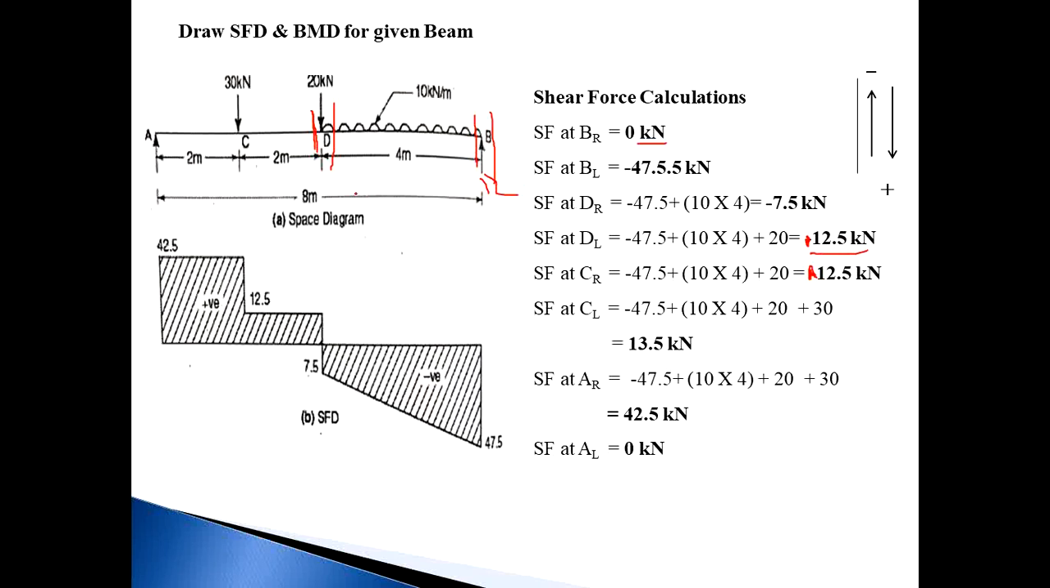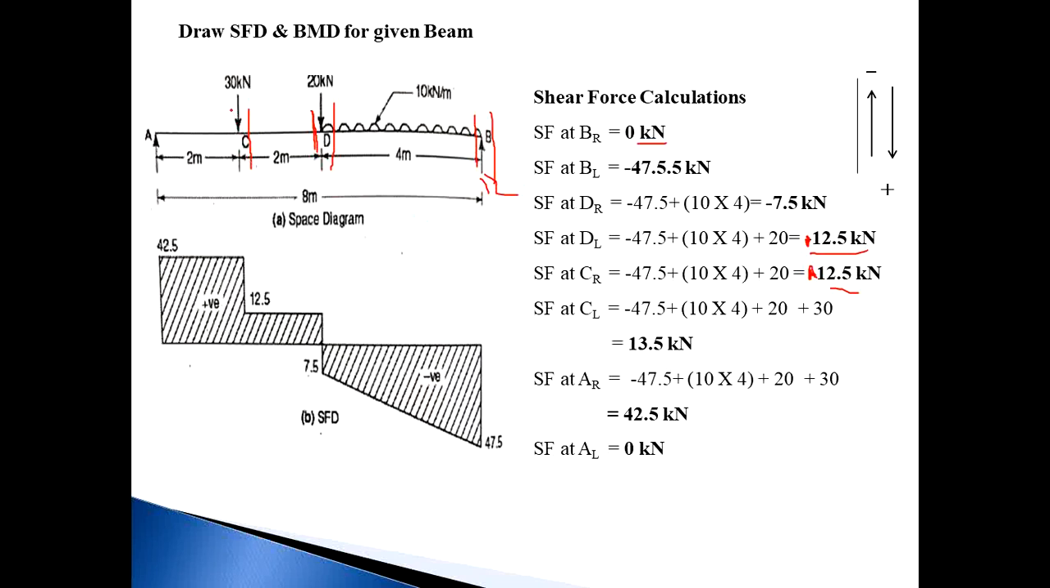Then next, consider C right, that is, mark a section at point C just to the right, and once again consider the right side. The number of forces is the same, 3 forces: RB, the UDL, and the 20 kilonewton force. So the calculation for DL remains the same for CR. The answer is plus 12.5.